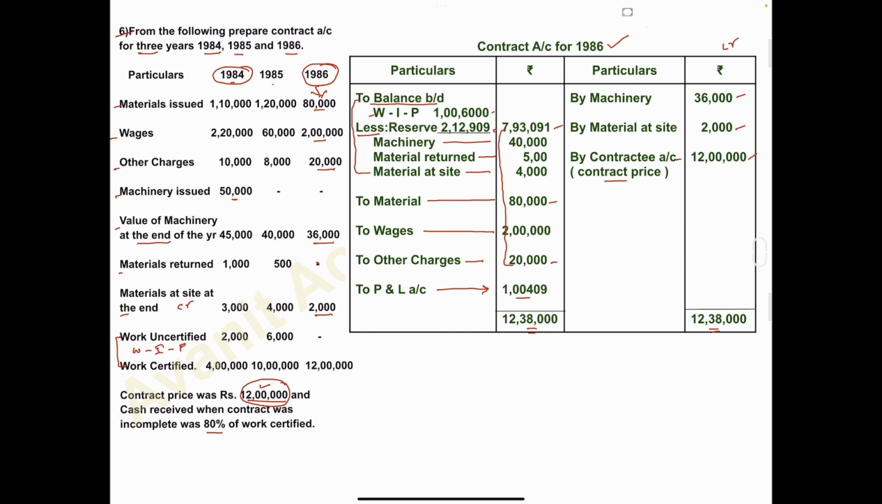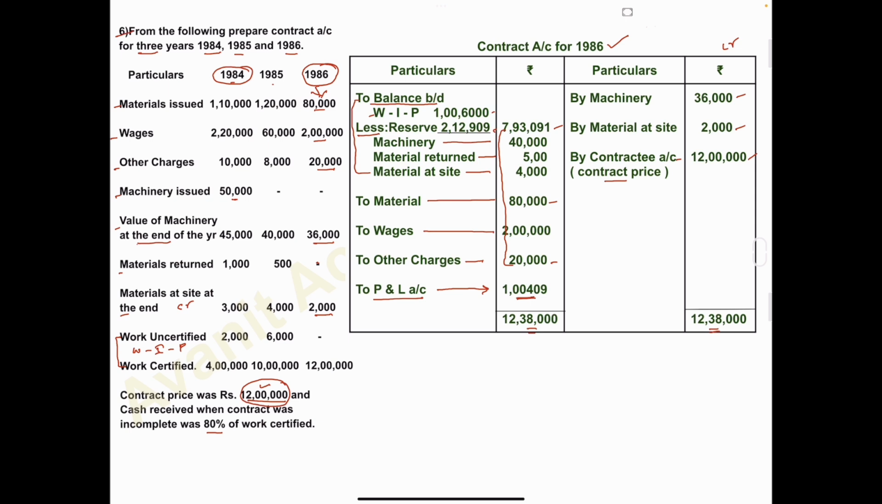In the previous accounts, we got the notional profit, and a portion of notional profit is transferred to profit and loss account, and a portion of notional profit is transferred to reserve. Why? Because that contract is not completed. In 1986, the contract is completed. So when the contract is completed, the entire profit amount is transferred to profit and loss account. So to this difference amount, we have to write to profit and loss account, because this profit amount is transferred to profit and loss account. Got it, all of you?